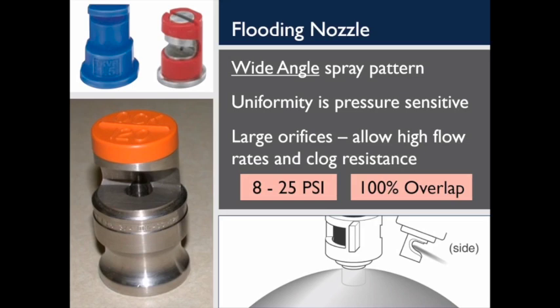This nozzle is characterized by a very wide angle spray pattern. It's also very pressure sensitive. That is, a small amount of change in pressure will have a large effect on droplet size and uniformity. Physically, these are very simple nozzles. The spray is metered through the orifice of the nozzle, and as it exits the orifice, it hits the deflector plate, which redirects the spray to form a wide fan pattern. Because of the issues with uniformity, these nozzles require 100% overlap with neighboring nozzles.